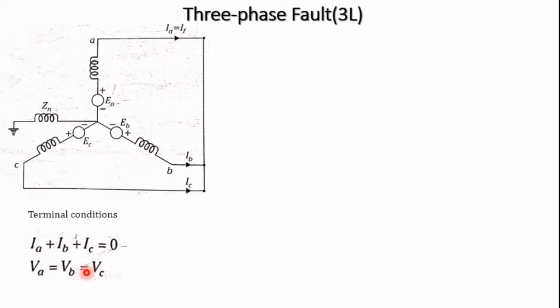From this we can see that by these terminal conditions it is not possible to calculate either the voltage or the current, because each depends on the other. However, we can see that IA plus IB plus IC is equal to 0. Based on this, we can try to calculate the symmetrical components of the current.